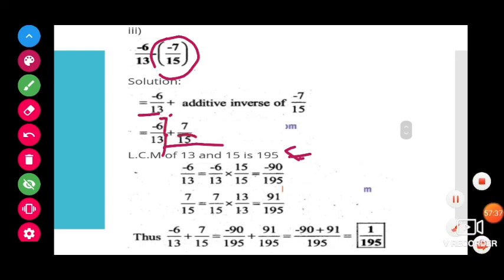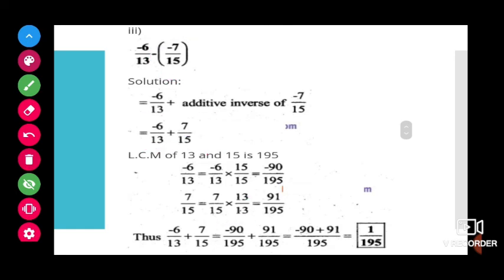This fraction will multiply with this denominator. So minus 6 by 13 into 15 by 15, plus 7 by 15 into 13 by 13. We will get minus 90 by 195 plus 91 by 195. If we have the same denominators, we can add the numerators: minus 90 plus 91 by 195. One is positive, one is negative, so we subtract and we get plus 1 by 195.